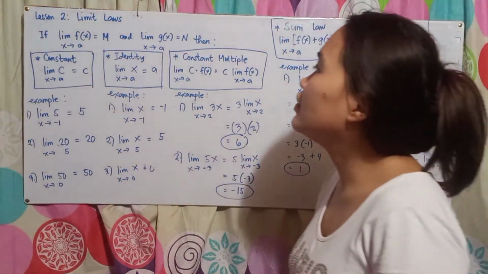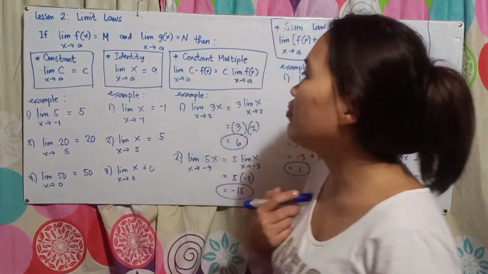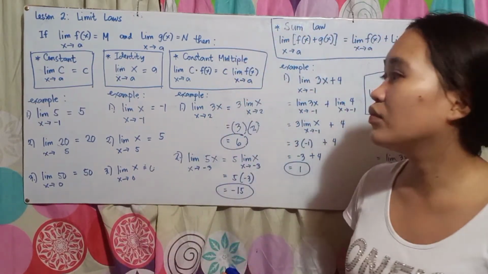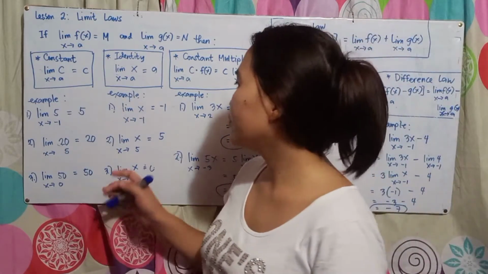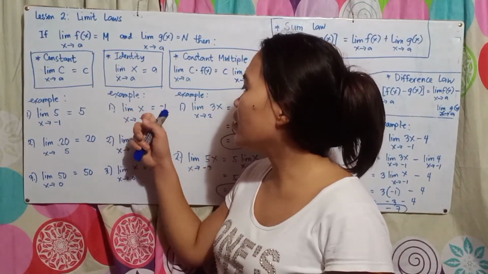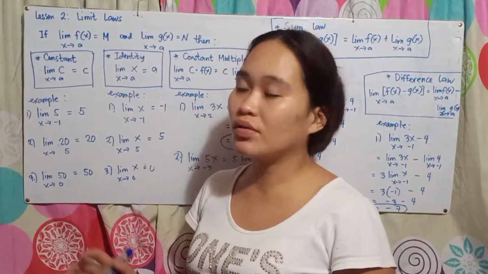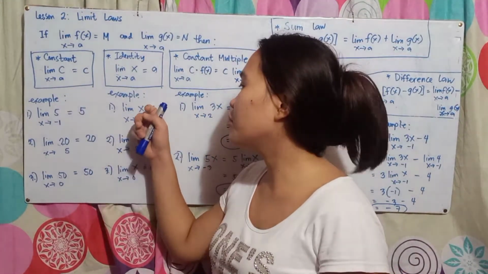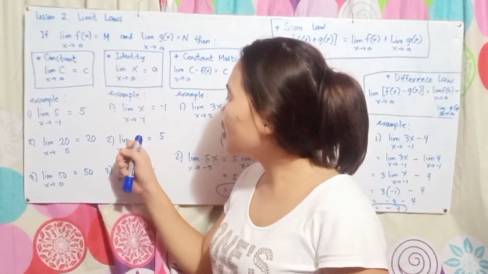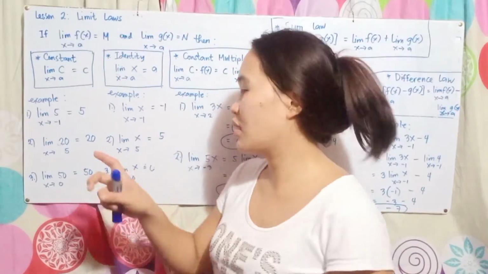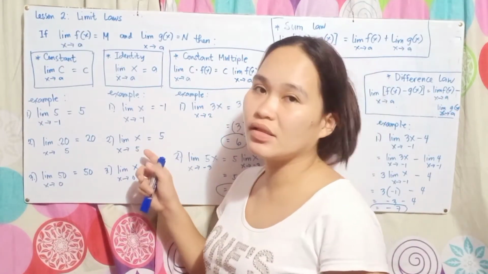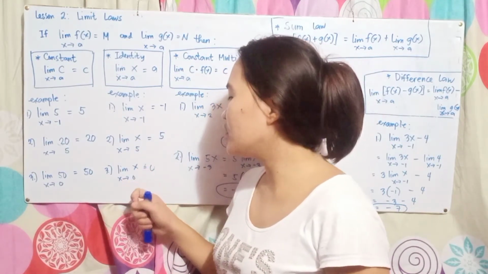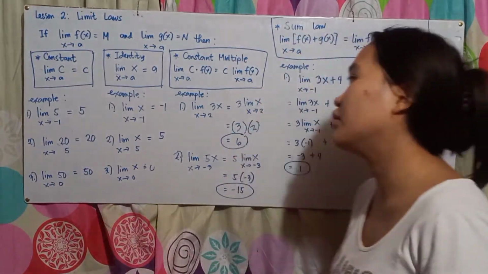Okay, next is the identity law. So, limit of x as x approaches to a is equal to a. So, example, limit of x as x approaches to negative 1. So, kung i-substitute sa variable, so, syempre, negative 1. Pani, limit of x as x approaches to negative 5. Syempre, 5 ang answer. Wala mo kailangan isolve. Limit of x as x approaches to 0, so the answer would be 0.